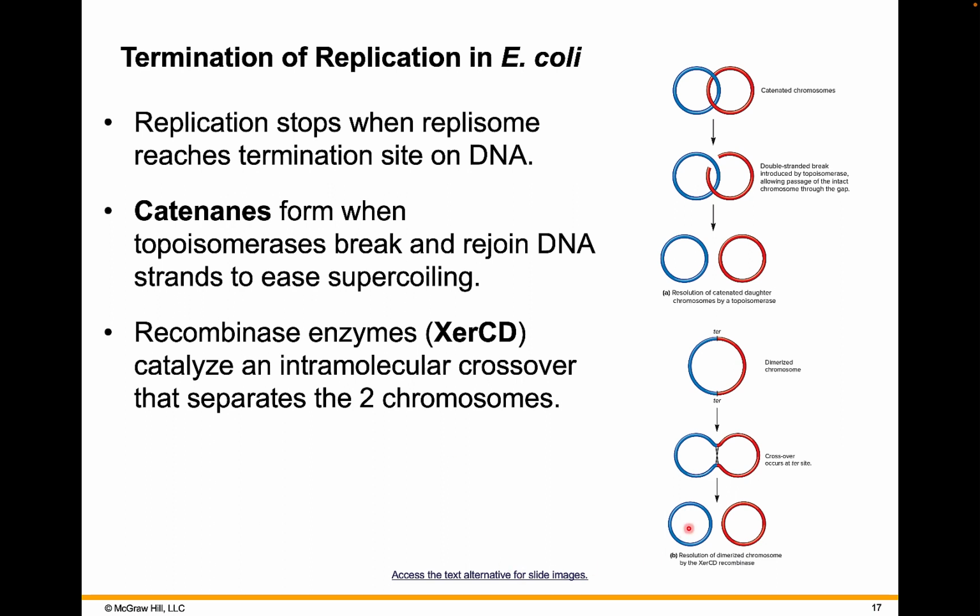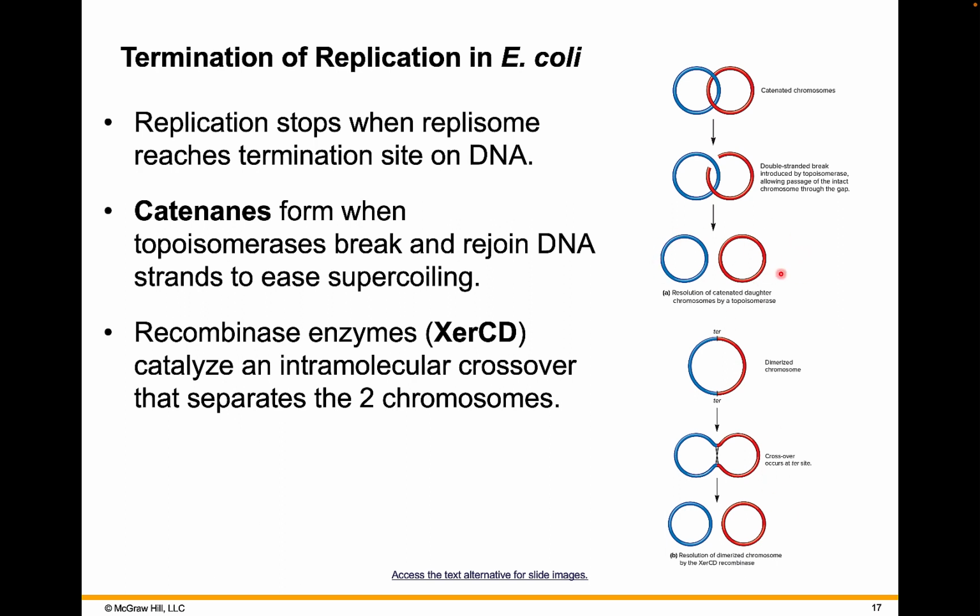On the other hand, this is the process of the termination of replication in E. coli. This is by the topoisomerase, and this is by the XerCD, where you can see that there are two dimerized chromosomes right here, and the crossing over occurs at the termination site, and the resolution of the dimerized chromosomes is achieved by the XerCD. This is by the catenanes, by the two types.